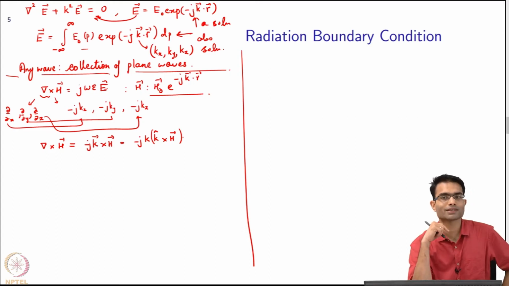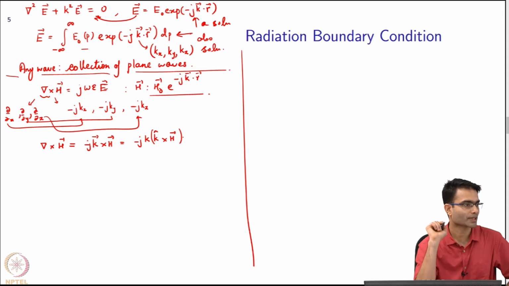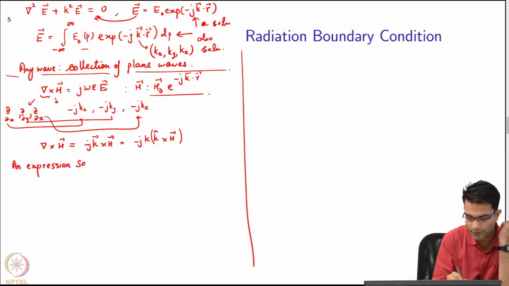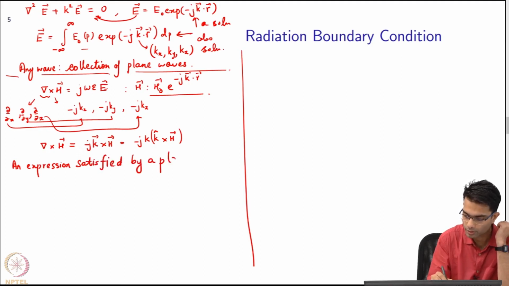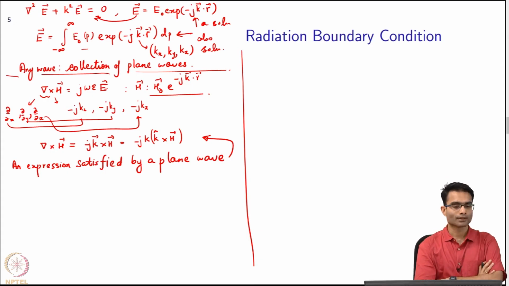So you can straight away see what we are going to do. This is the expression satisfied by a plane wave, right? So what is the left hand side? Curl of H. There is a derivative involved. What is the right hand side? Is it linear in H? It is linear in H. There are no spatial derivatives or anything, right? There are some other constants over there.